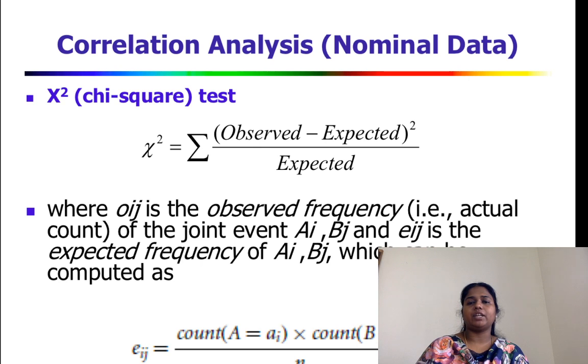Why is this calculated? When I say they are correlated, I assume that given the value of one attribute, I can identify or calculate or expect the value of the other attribute. That is called correlation. So if I am able to expect a value, and if the observed value is very close to what I have expected, then they are highly correlated. If the difference between the observed value and the expected value is very small, then they are highly correlated.